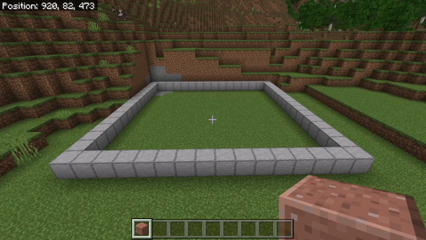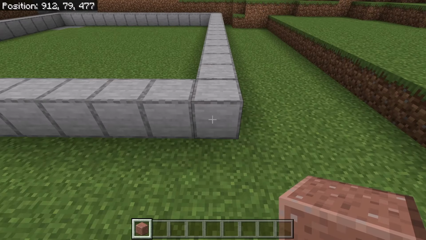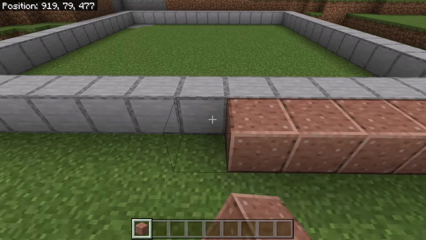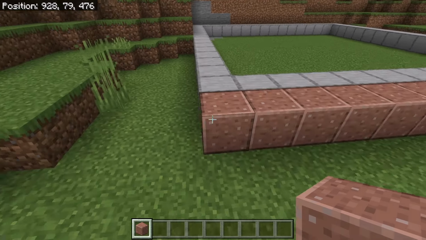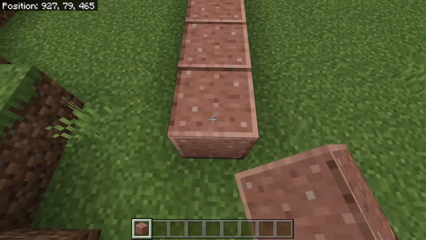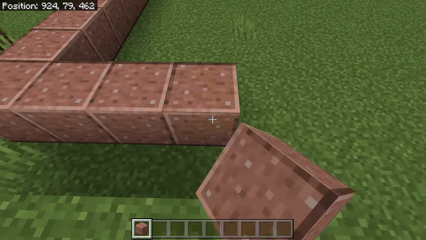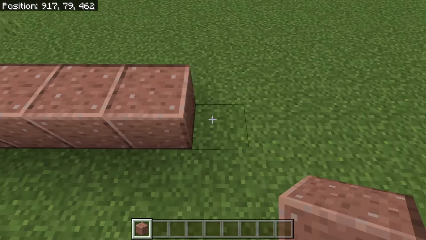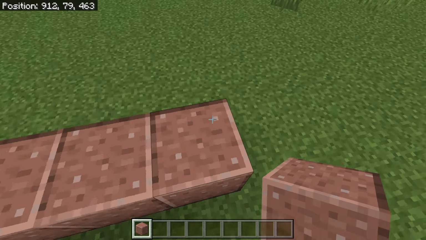Once you have outlined a chunk, you can easily find nearby chunks. To do that, first go to one side of the chunk you outlined. Then place 16 blocks over here. You can use any type of block that you want. After you have placed those 16 blocks, place 15 blocks over here. Then place 15 blocks over here. Now place 14 blocks over here.